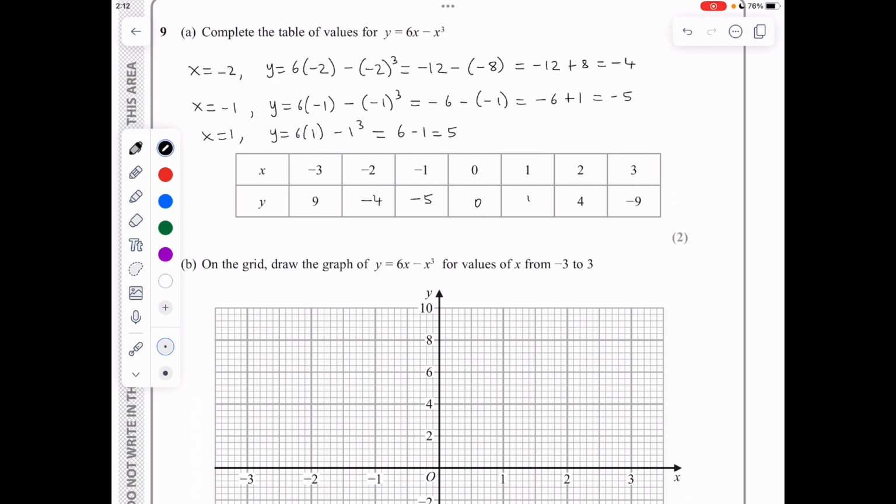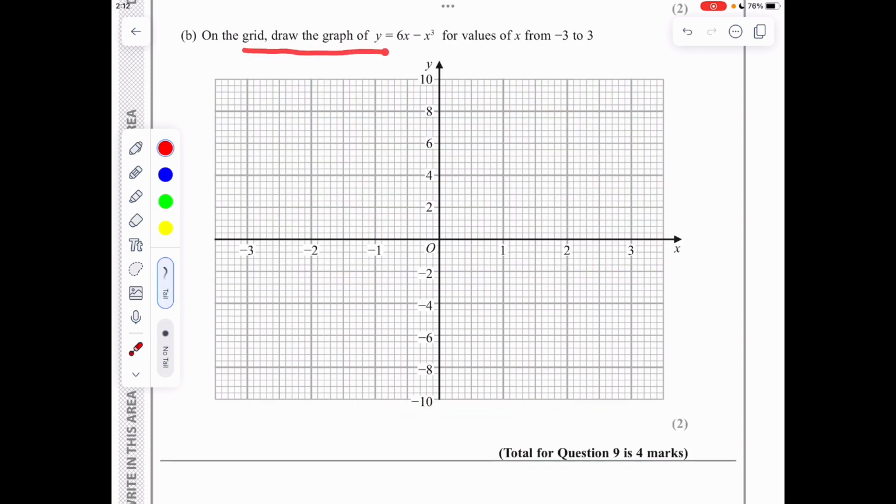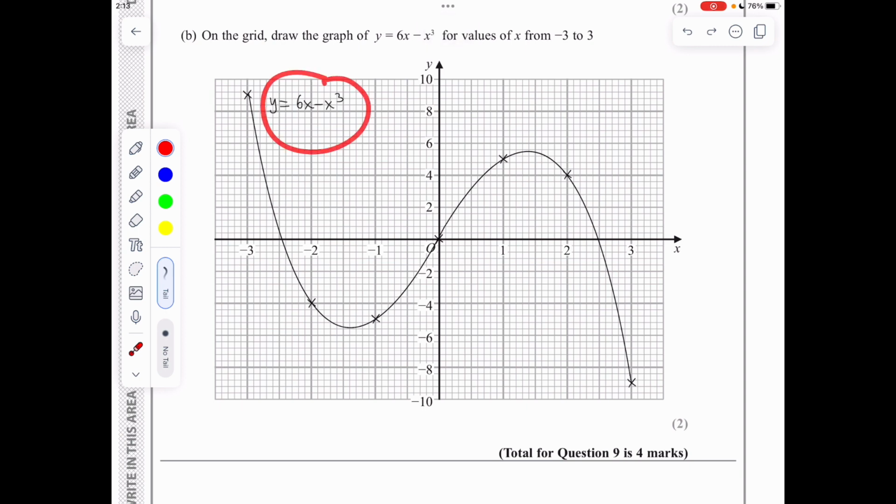We can then proceed in drawing the graph for this curve for values of x between negative 3 and 3. We start by plotting the points from the table, and we join them with a smooth curve. It's a cubic curve with the equation y is 6x minus x cubed.